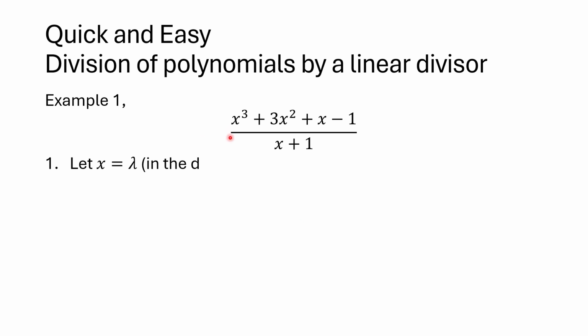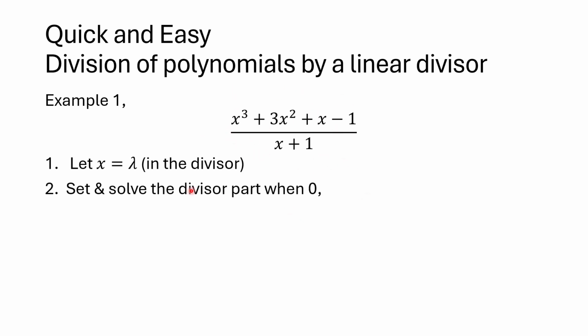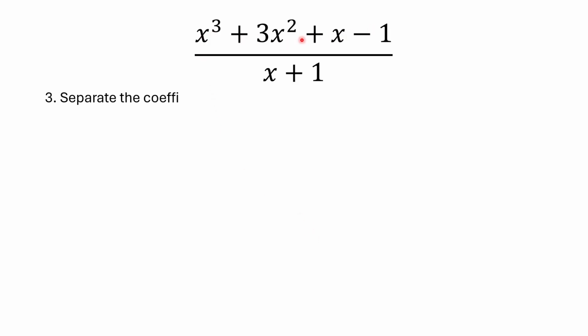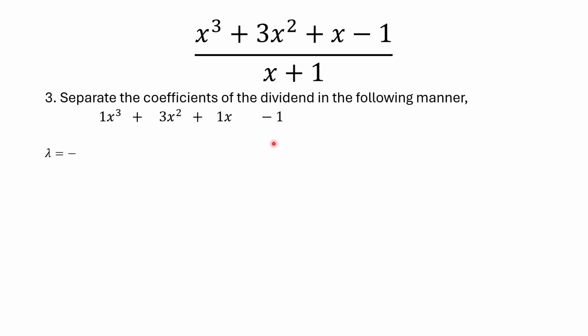Going back to our initial question, the first thing we do is to deal with the divisor. So we set the x equal to lambda in the divisor and set it to 0. We solve for lambda. We get lambda, that is minus 1. The next thing we do is to separate the dividend according to the coefficients. So we have the leading coefficient as 1 up until minus 1.